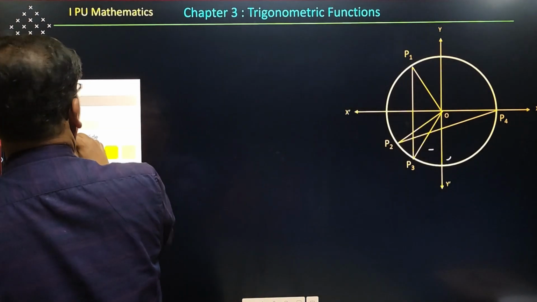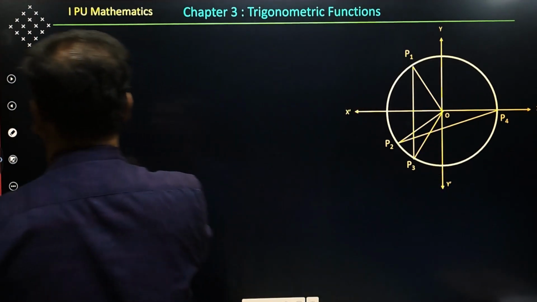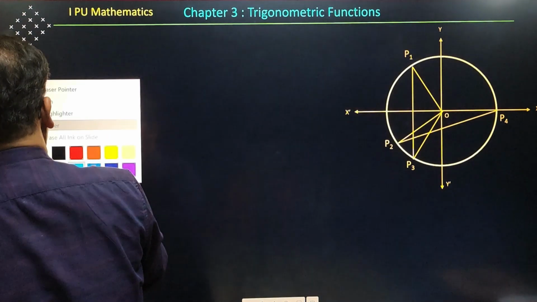Minute okay, let us try to understand it here.